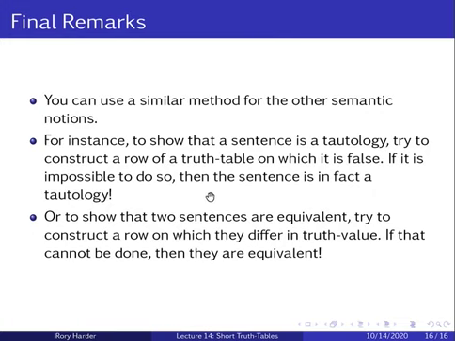So to show that two sentences are equivalent using this method, you have to try to construct a row on which the first is true and the second is false, and you have to show that it's impossible to construct such a row. Then you have to start again and try to construct a row in which the first is false and the second true, and show that that other case is impossible. So you have to work through both cases to show that in both cases in which the two sentences differ in truth value, it's impossible to construct such a row. And if that all cannot be done, then you've shown that the sentences are equivalent without having to construct an entire truth table.